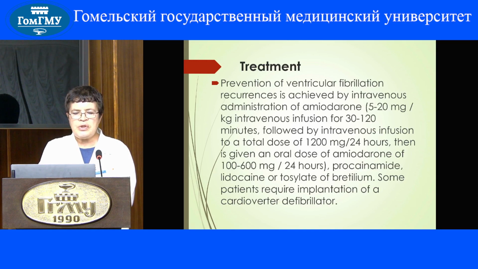Prevention of ventricular fibrillation recurrences is achieved by intravenous administration of amiodarone from 5 to 20 mg per kilogram intravenous infusion for from 30 to 120 minutes, followed by intravenous infusion to a total dose of 1,200 milligrams during 24 hours, then an oral dose of amiodarone of 100 to 600 mg during 24 hours is given, also procainamide, lidocaine, or bretylium tosylate. Some patients require implantation of a cardioverter defibrillator.